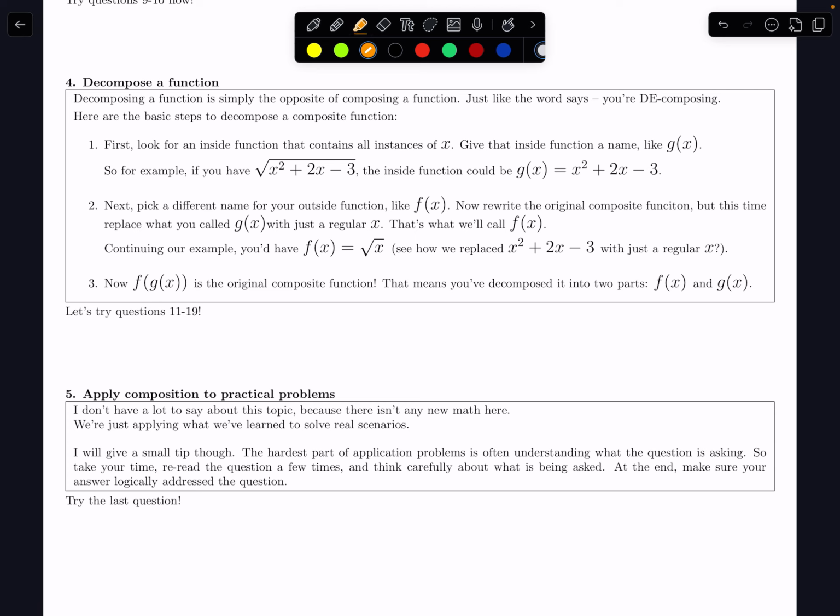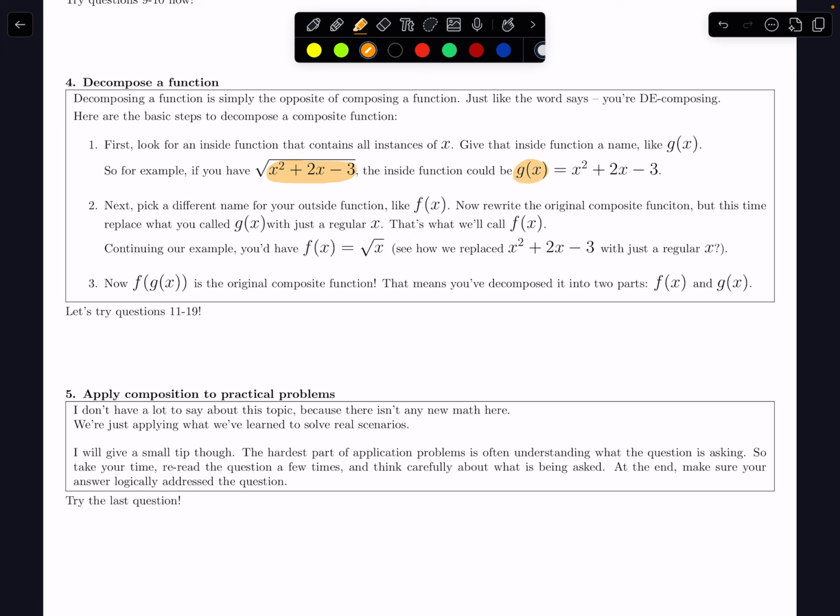So first, decomposing functions, what's happening here? You're going the opposite direction of composing functions. And in general, here's how we would do it. If I have some kind of composite function, I'm going to start by looking for a function within that has all occurrences of x. So at minimum, that would mean x squared plus 2x in this case. But to me, in this particular instance, the most natural thing is the whole part underneath the square root.